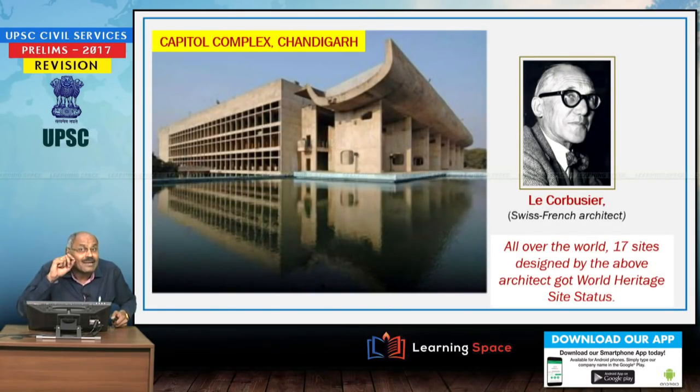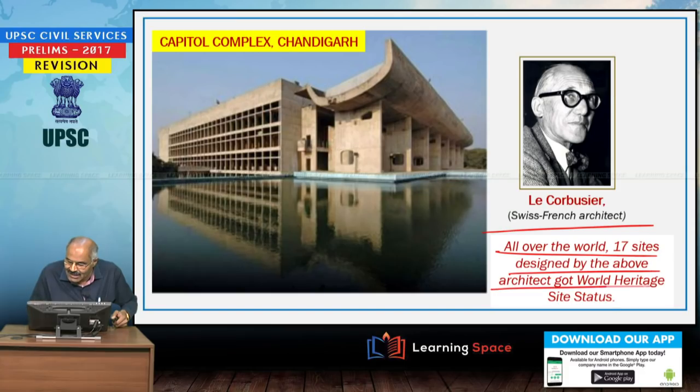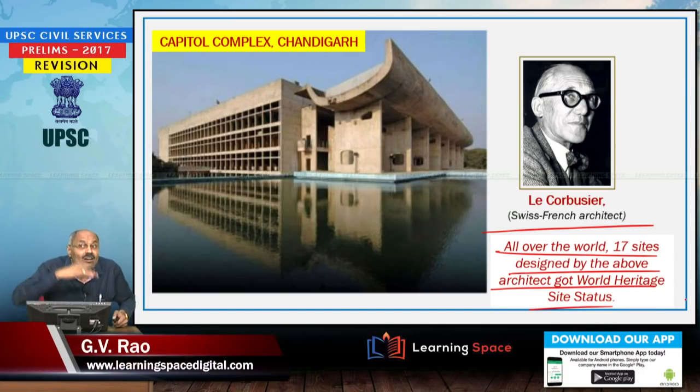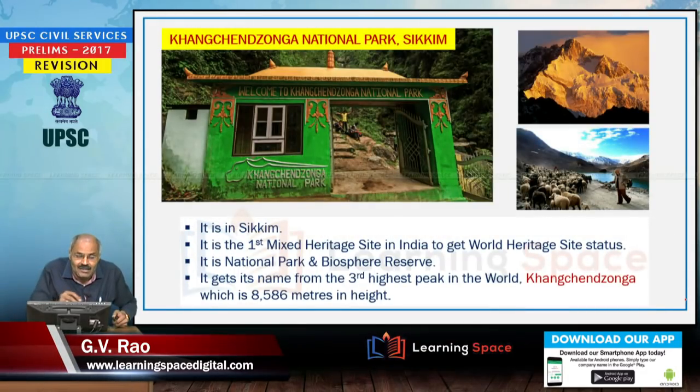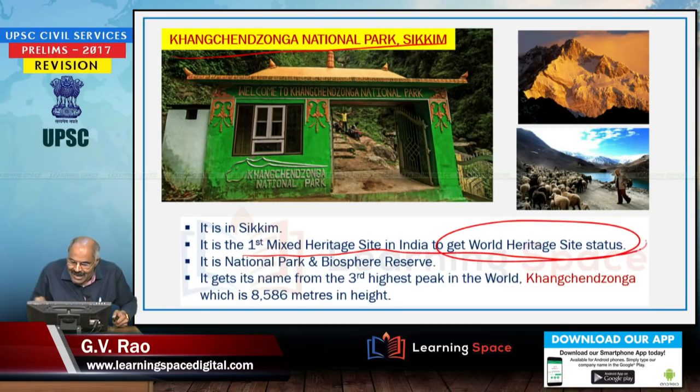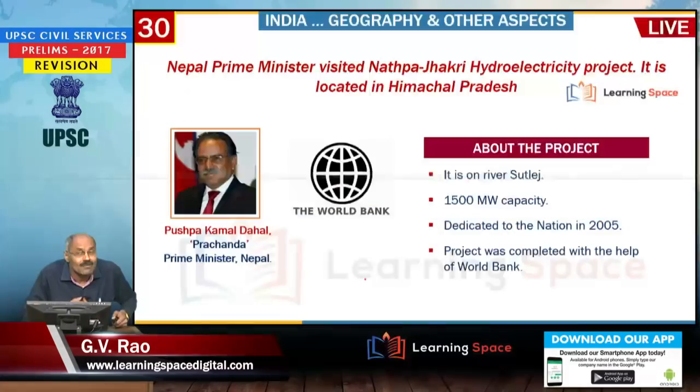Next one is Capital Complex Chandigarh, and Le Corbusier is the architect, and all over the world 17 sites designed by the above architect got World Heritage Site status. So, this is about Capital Complex. Third one is Kanchenjunga National Park in Sikkim, and one important aspect is this is the first mixed heritage site in India to get World Heritage Site status, and it is national park as well as biosphere reserve, and it gets its name from the third highest peak, right.